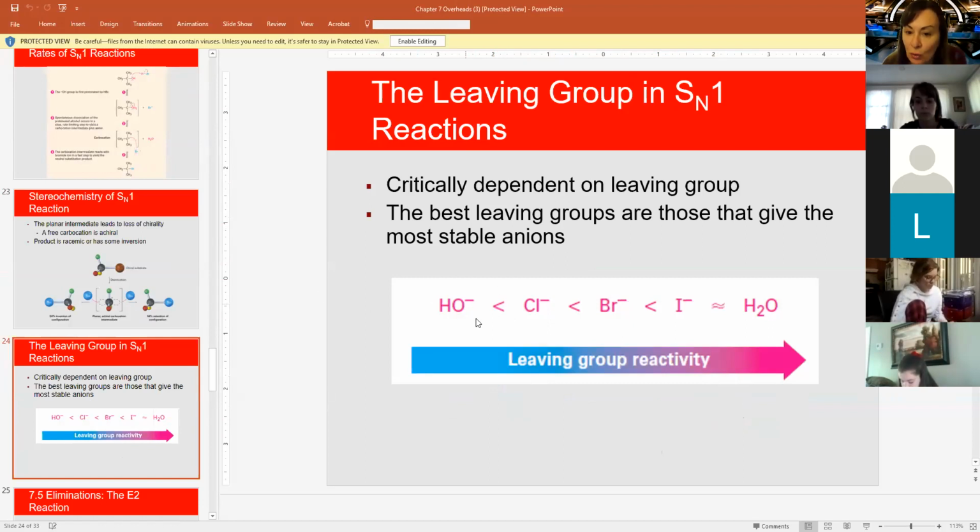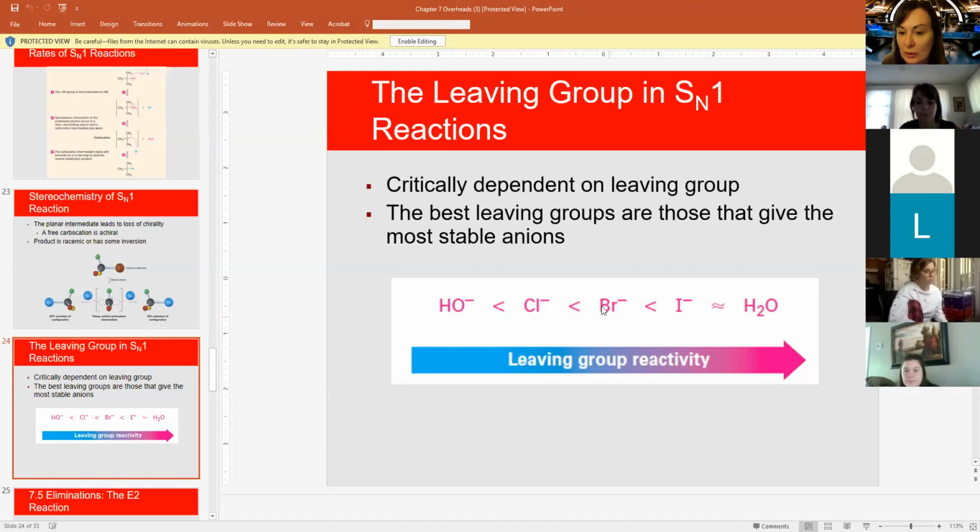OH and fluorine are two of the worst leaving groups that you could possibly have. Fluorine didn't make the cut in this picture, but if you were to put fluorine in this picture, it would be right next to OH. OH and fluorine are terrible, terrible leaving groups, okay? Why is that? The bond between them and carbon is a very strong bond, and they don't make very stable anions when they leave, so they're not very good leaving groups.